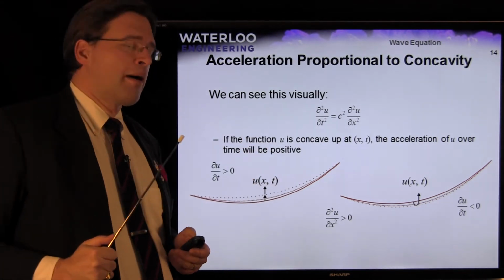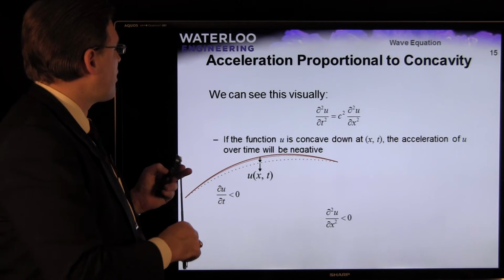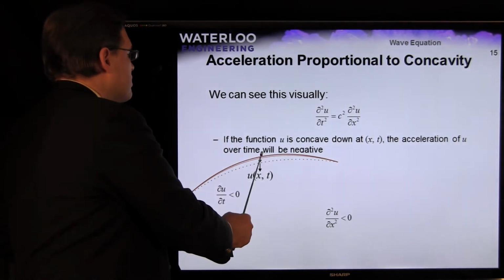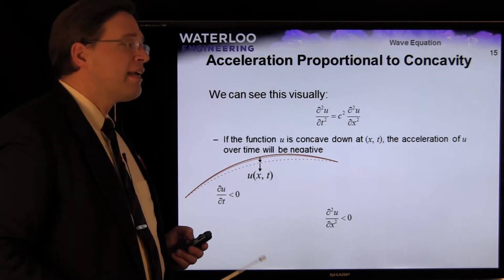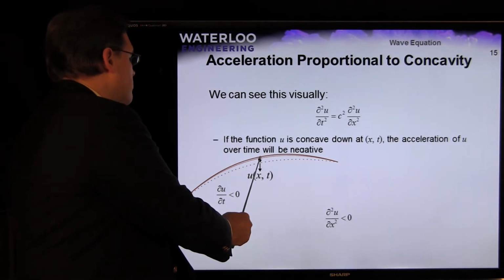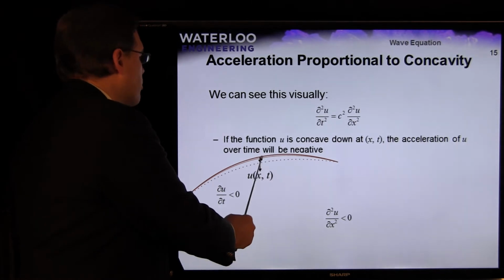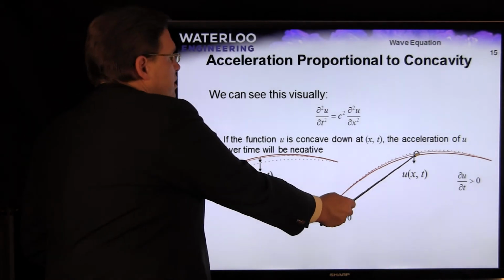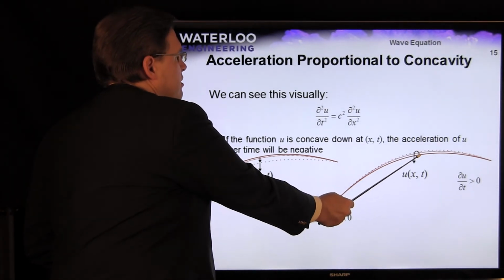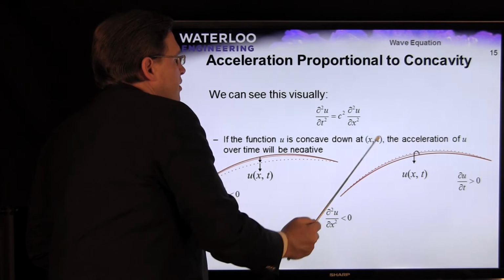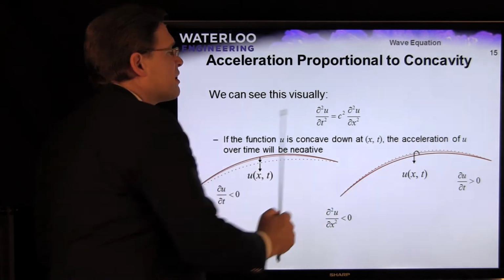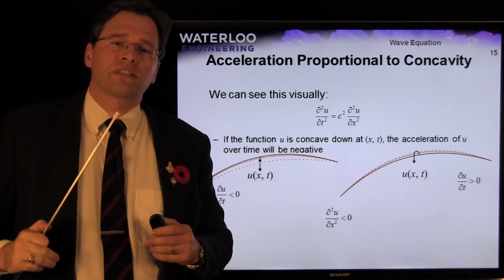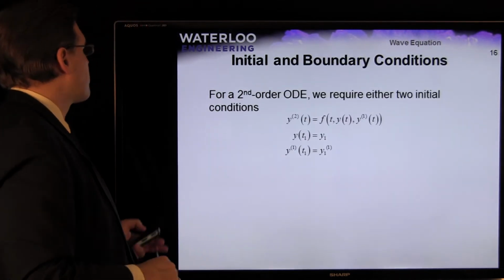On the other hand, if we have a function that's concave down, then the acceleration is also going to be down. If the speed at this point is already negative, if it is already moving down at this point, we will simply accelerate in that direction. If the string was moving at this point in the upwards direction, then the wave equation will be pulling it down until it ultimately starts moving back down towards the solution to Laplace's equation.